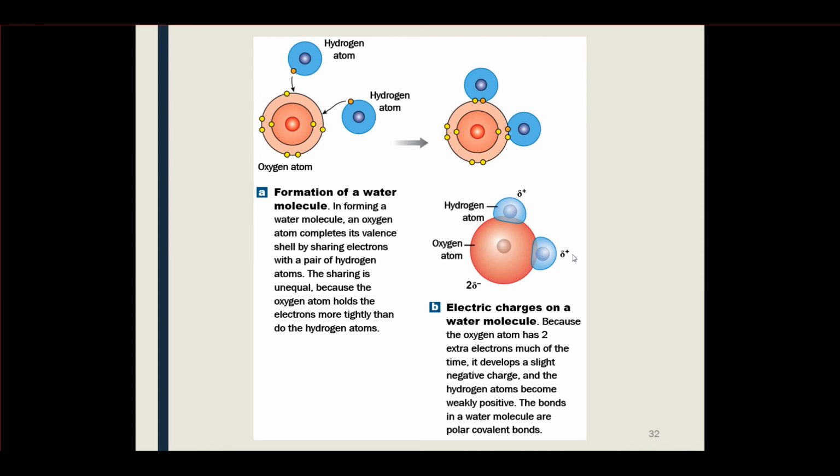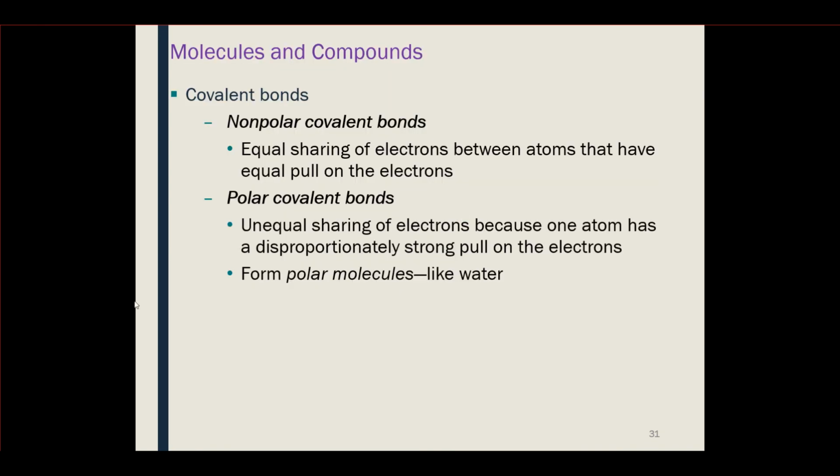Oxygen has a natural, stronger attraction of electrons. It kind of pulls the electrons closer to it. They're still sharing, it is just unequal sharing, and that's going to form what we call a polar molecule. A polar molecule is something that has two charges on it, a positive charge and a negative charge.